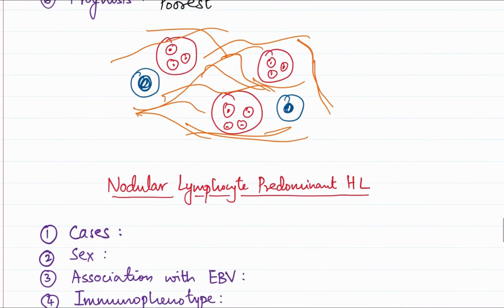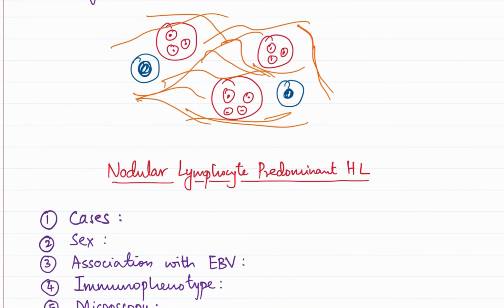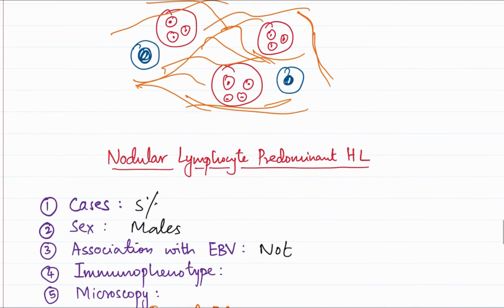Now finally moving on to our nodular lymphocyte predominant Hodgkin's lymphoma. The first thing about this, it is rare. It occurs in 5% of cases, mostly affecting the males, and it is not associated with Epstein-Barr virus. And for the nodular lymphocyte predominant type, it is negative for CD15 and CD30.